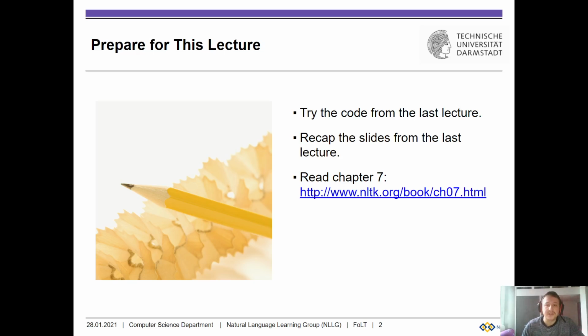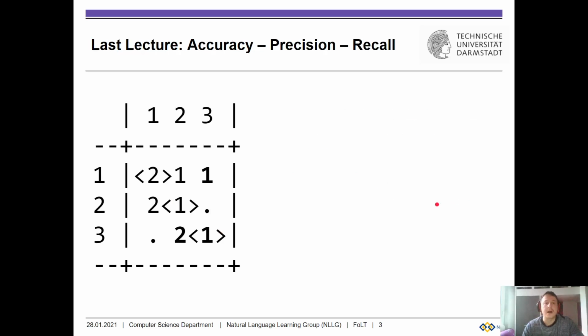To prepare for this lecture, again, what you can do is go to the slides and the code from the last lecture, and also you can read chapter number 7 in the NLTK book, which we base our lecture today upon. First, we start out with a brief recapitulation of what we did in the previous lecture.